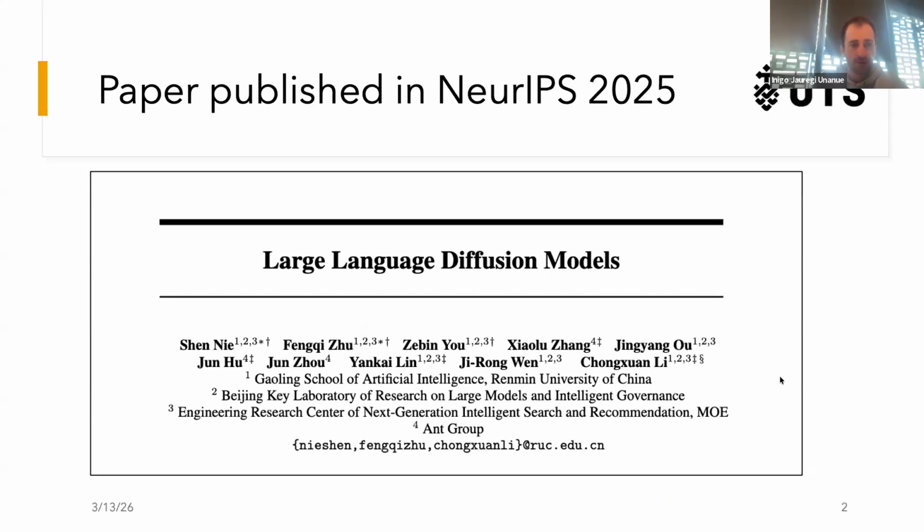So the paper specifically is called Large Language Diffusion Models. It's a paper that was published at NeurIPS last year, so December, quite recently. And it's from Renmin University of China and a few research labs, also in China, I assume, most of them.